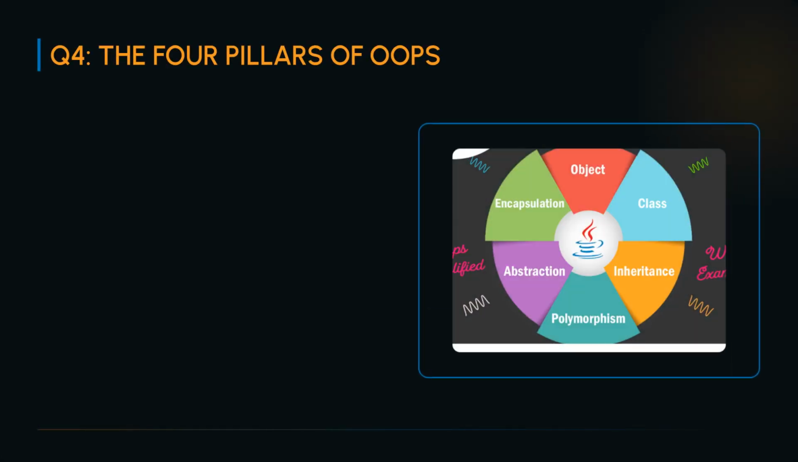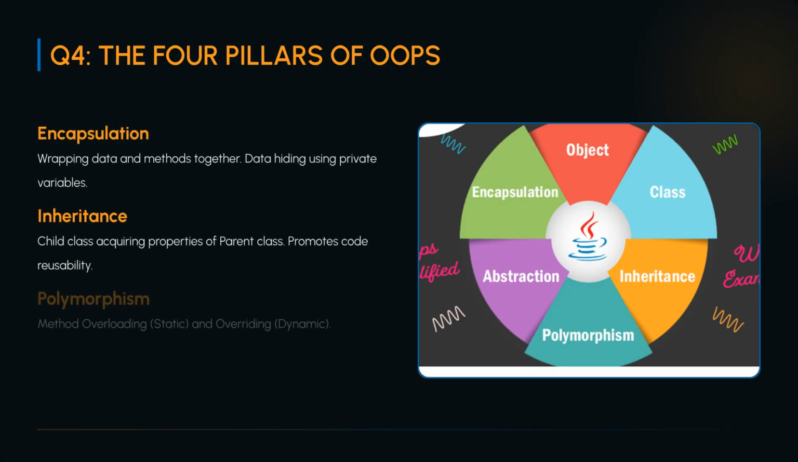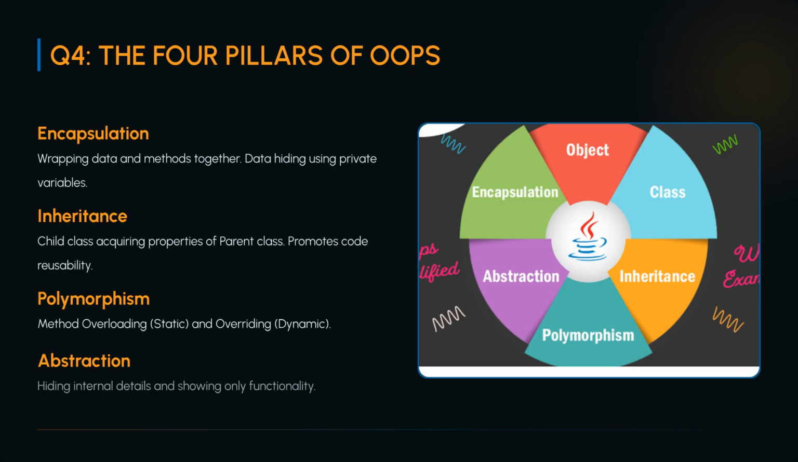Coming to the next question, they asked me to explain all the OOPS concepts. I explained encapsulation, inheritance, polymorphism, and abstraction. I did not just define them. I always gave real world examples for each concept.